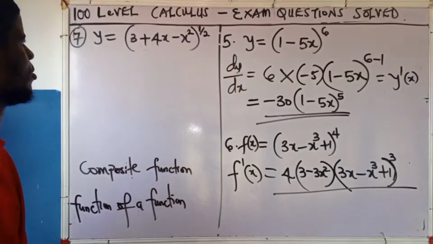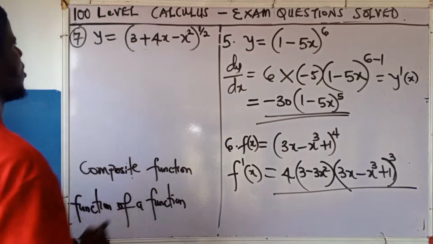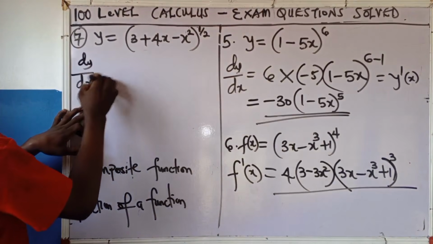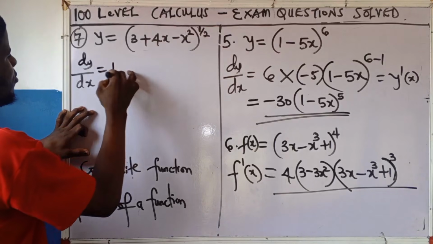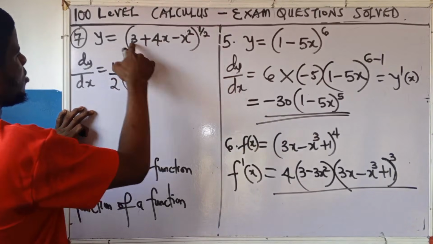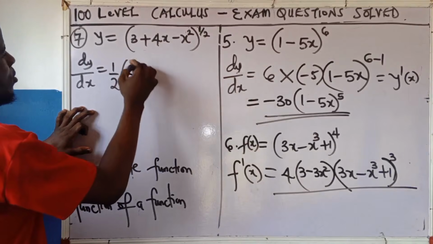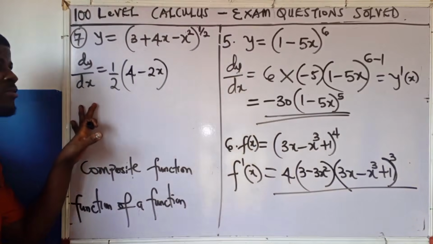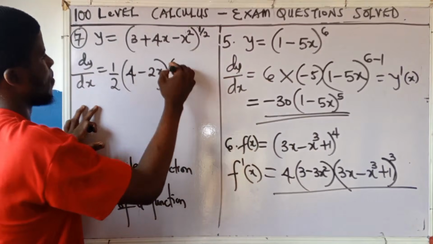Now, look at this function. Still a chain rule function. Let's see. dy/dx, which is y prime of x, is: write the half multiplied by the derivative of this. This will give me 0, this will give me 4, this gives me minus 2x. That's the derivative.